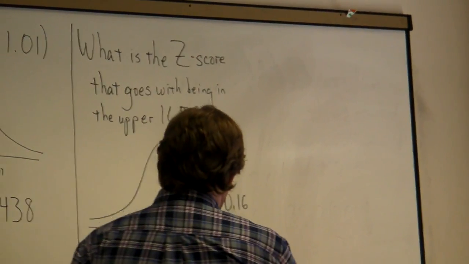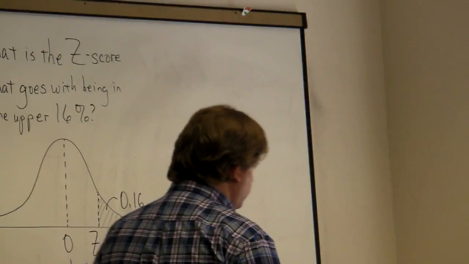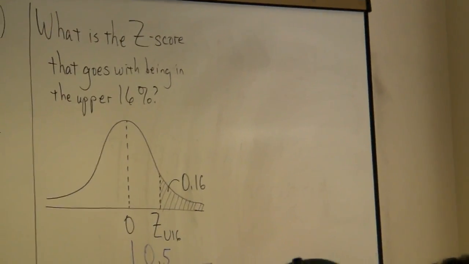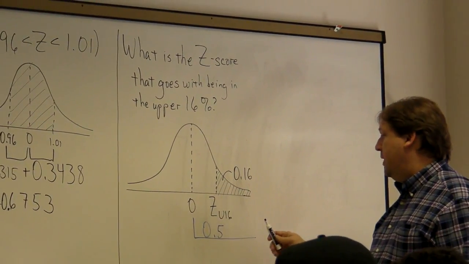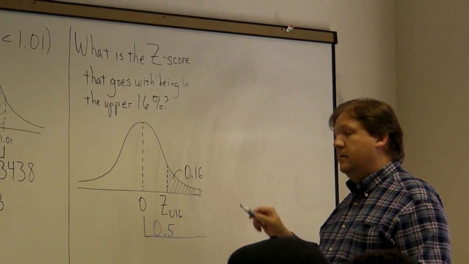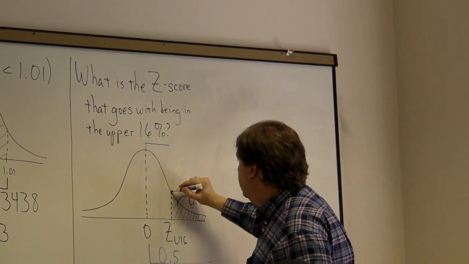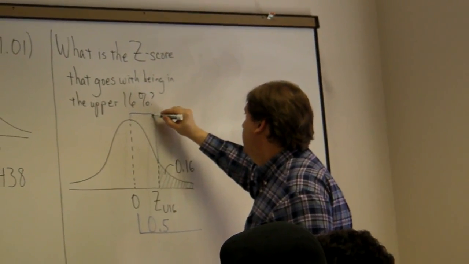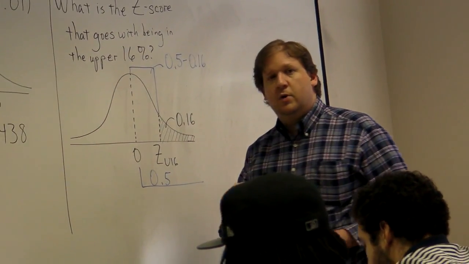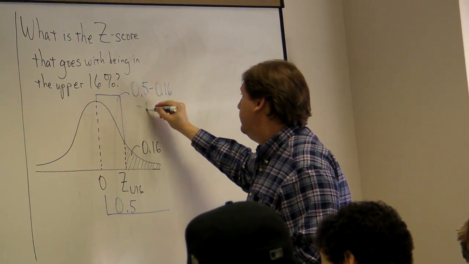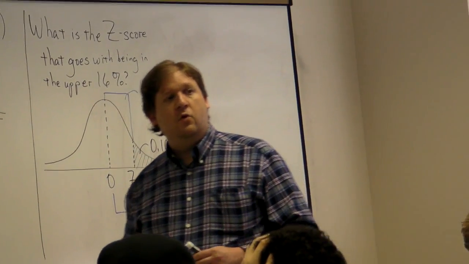Well, I know the area above 0 has to be 1/2 or 0.5. So I know the area all above 0 is 0.5. I know the area above Z is 0.16. So the area between 0 and that Z is 0.5 minus 0.16. Or in this case, 0.34.